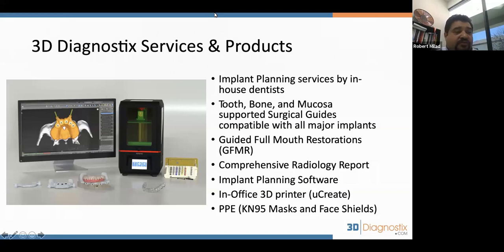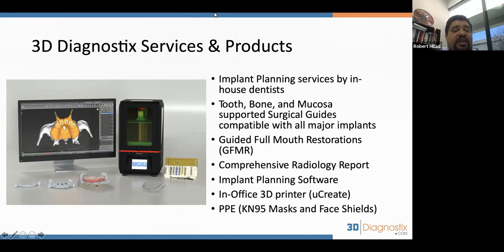If you're comfortable treatment planning yourself, we offer a solution which is the co-diagnostic software. So you'll be able to treatment plan your own, send us the treatment plan, and then we'll fabricate the surgical guide. We offer a variety of different surgical guides. So we have tooth-supported guides, bone-supported guides, mucosa-supported, as well as bone reduction guides.